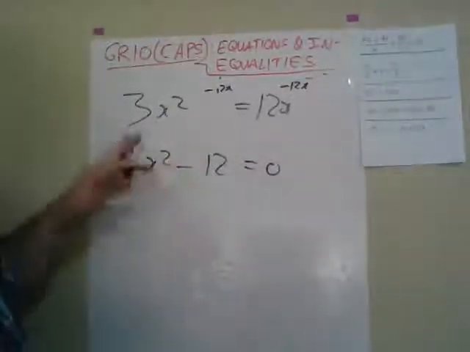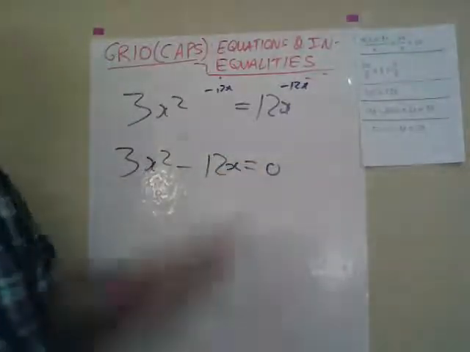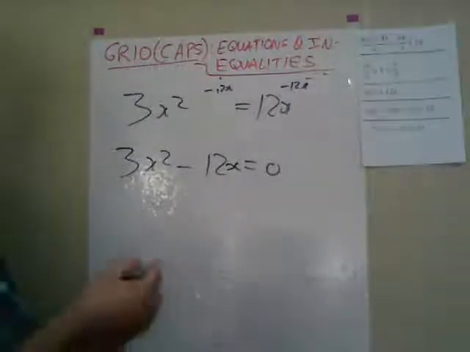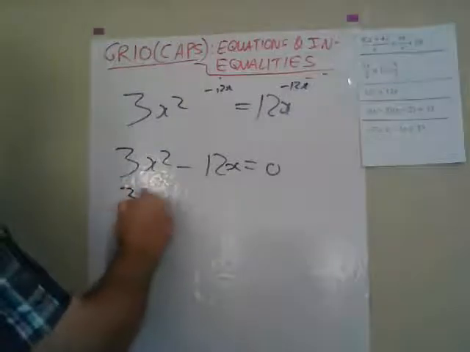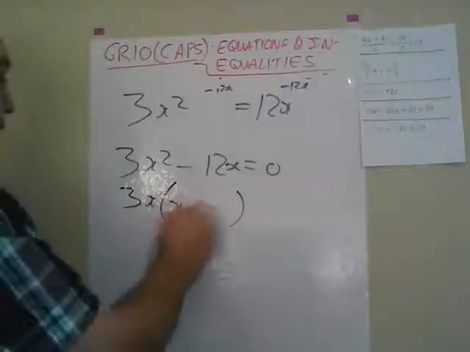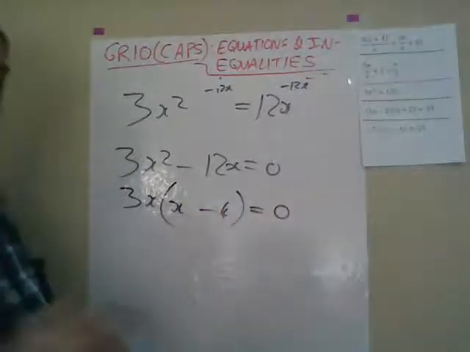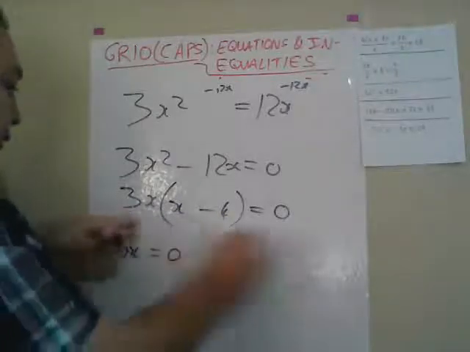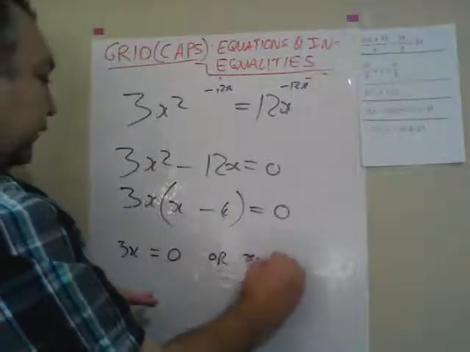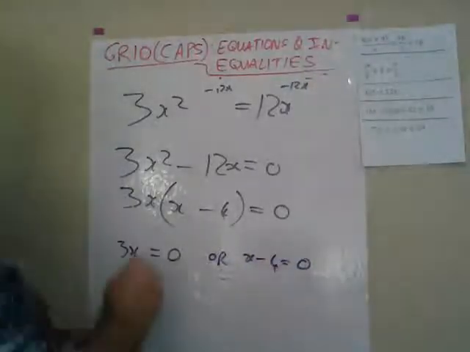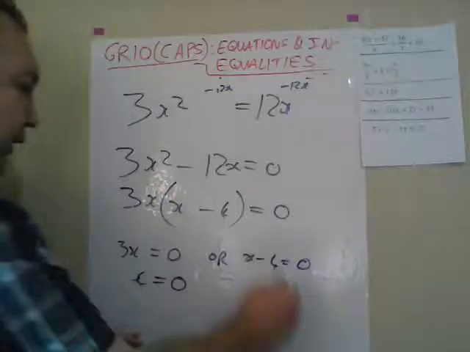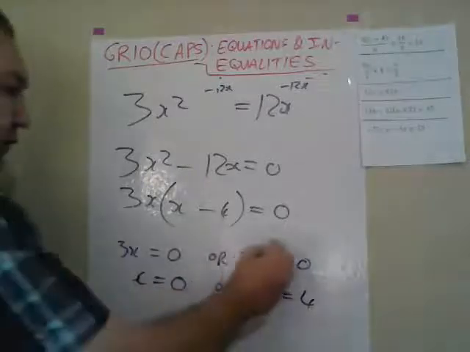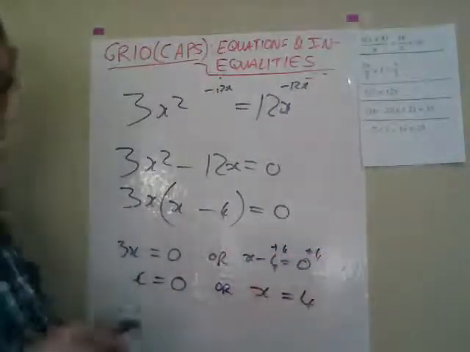Now I didn't divide by x for a very obvious reason. If x is 0 by any chance, we will divide by 0, which is undefined. Now we can take out a common factor of 3x, which leaves us with 3x times (x minus 4) is equal to 0. So therefore 3x is equal to 0, or x minus 4 is equal to 0, which leaves us with x is equal to 0 and x is equal to 4. Now obviously plus 4, and we get x on its own.